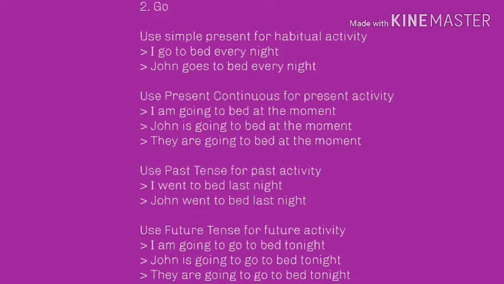Use past tense for past activity. For example, I went to bed last night. John went to bed last night. Use future tense for future activity. For example, I'm going to go to bed tonight. John is going to go to bed tonight. They are going to go to bed tonight.